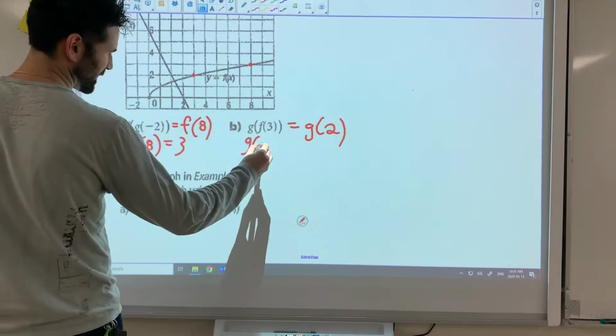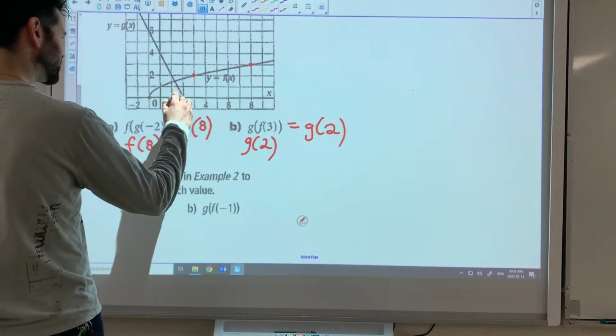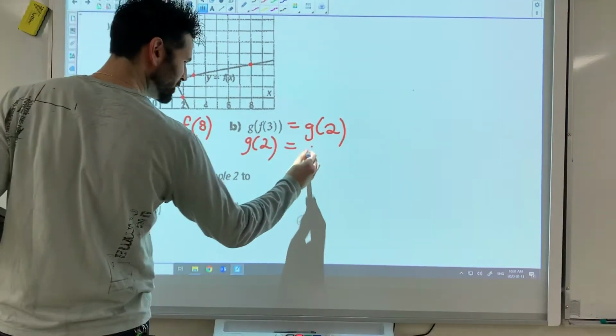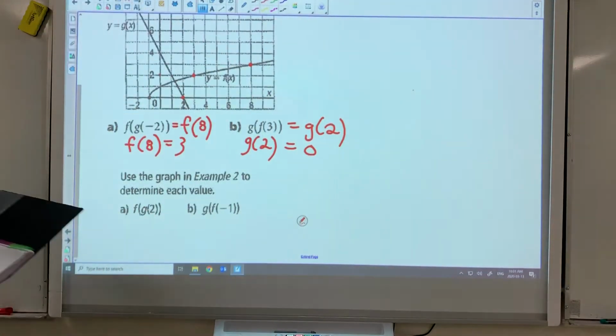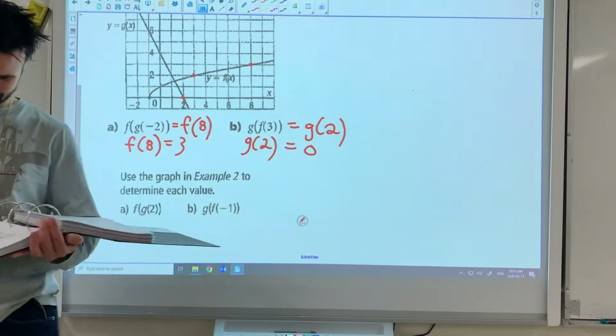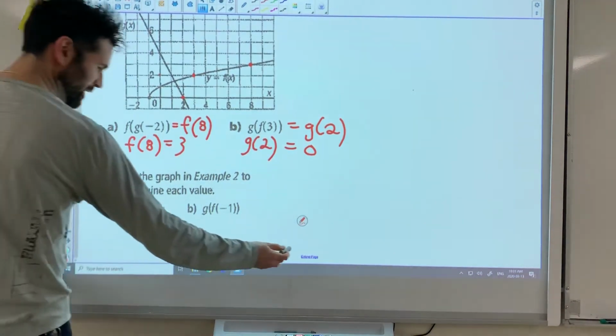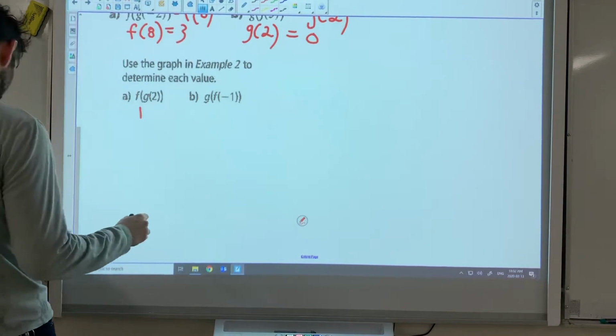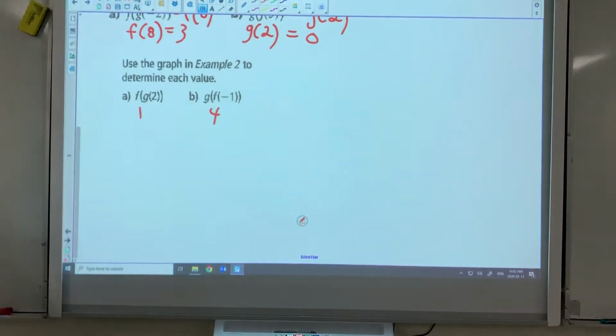And then you can go find g of 2. So go find x equal 2. There we are, there's g of x. So we get the value. What is it? 0. If you want to try it yourselves, I will just give you the answer so you can try it later, but you will get 1 and you will get 4. We can go try it out later.